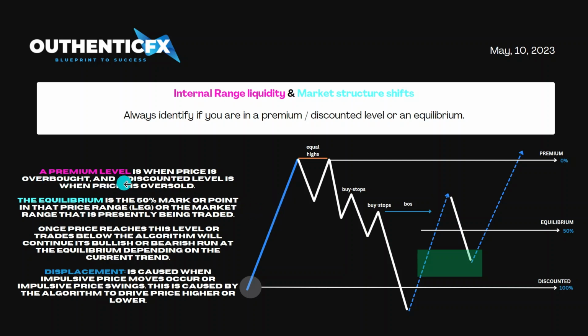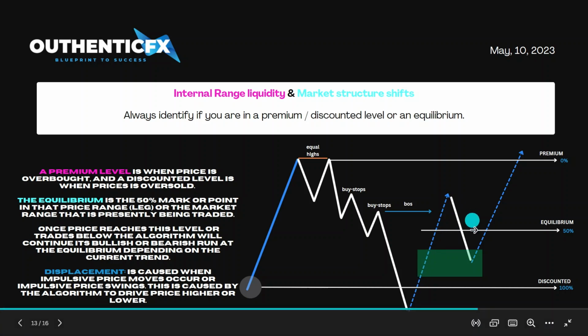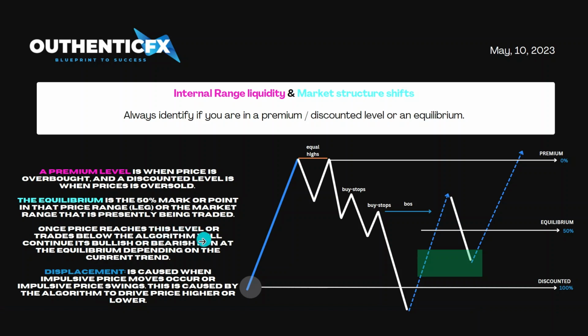So the definition of a premium level is when price is overbought, and a discounted level is when price is oversold. That is followed by the equilibrium, which is basically the 50% mark of the entire range, right? And then from there, we mark up our new zone once price gets out of this trading range. Once price reaches this level or trades below, the algorithm will continue its bullish or bearish run at the equilibrium depending on the current trend.